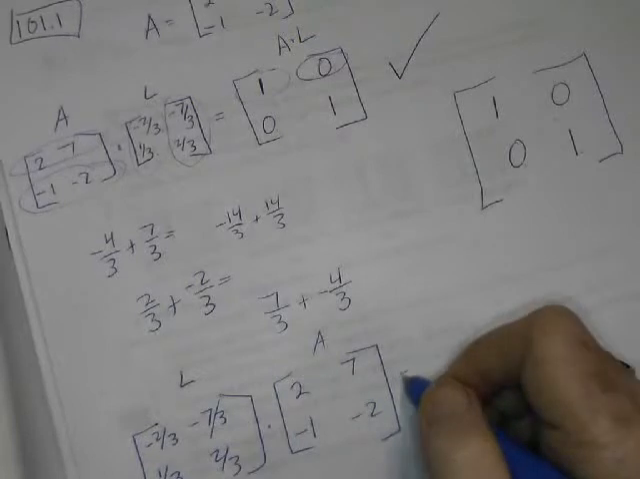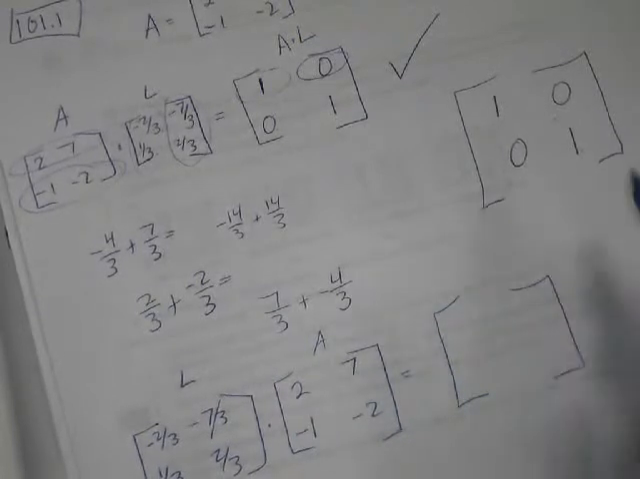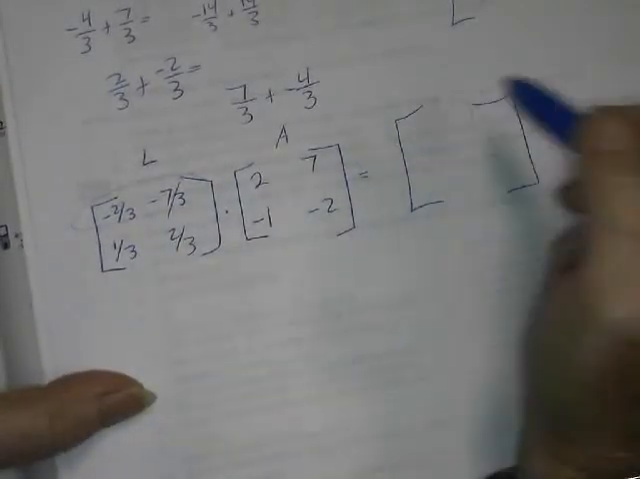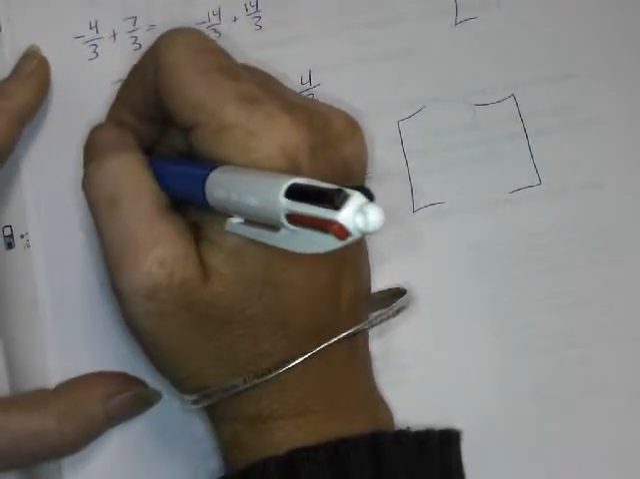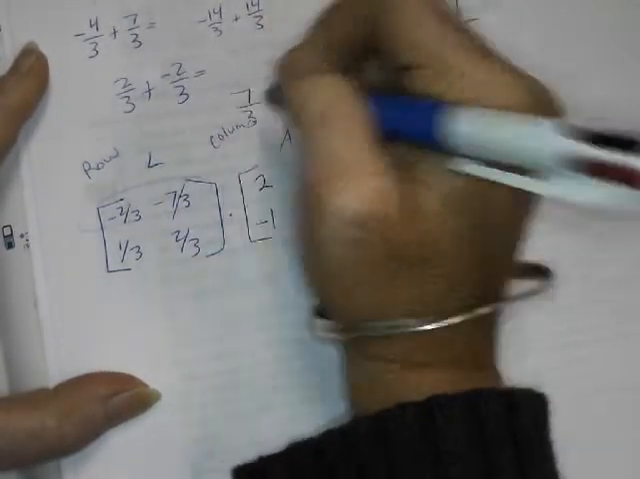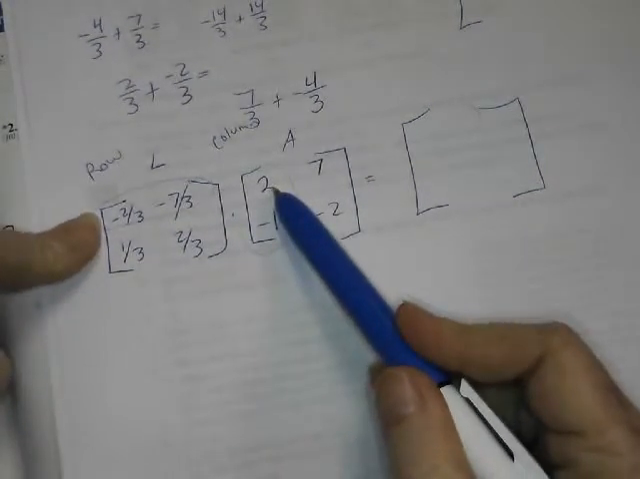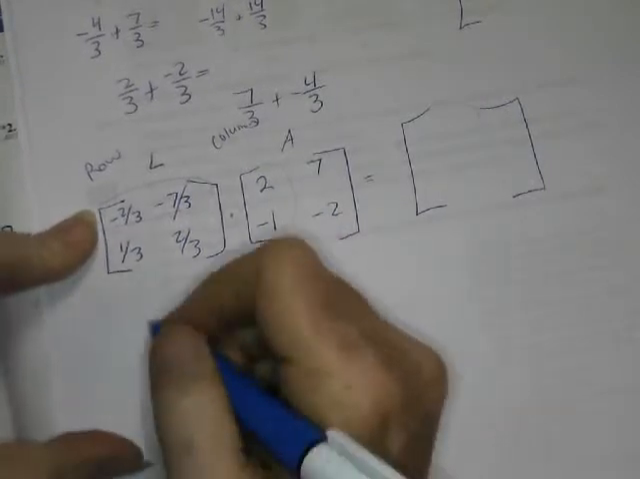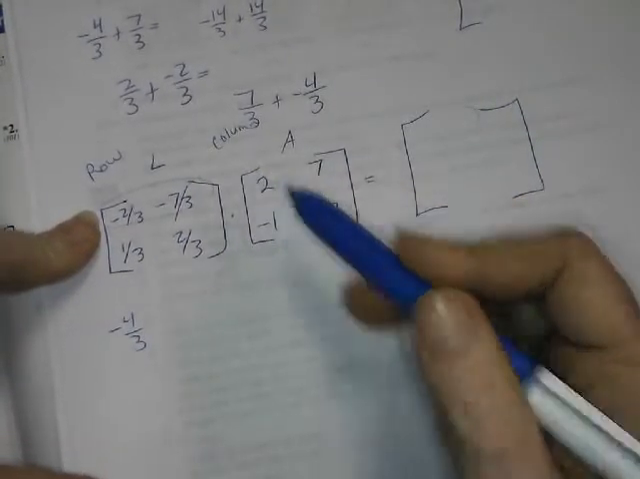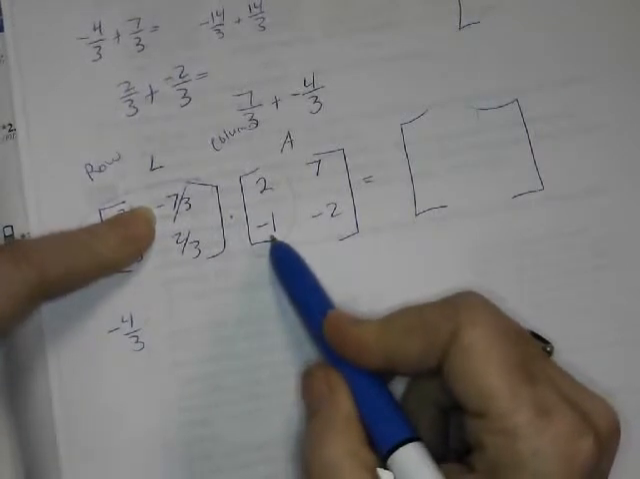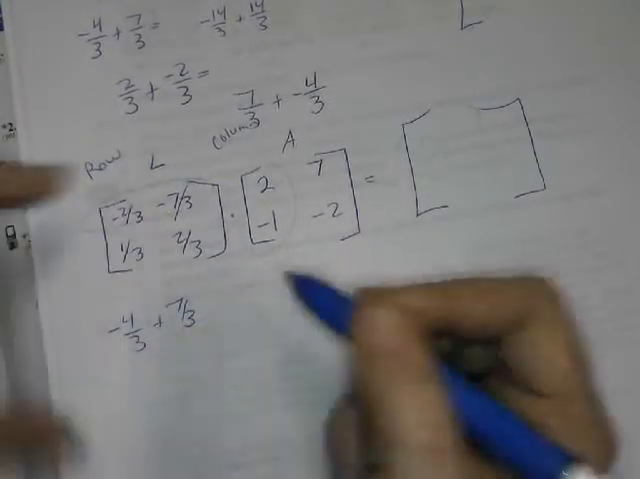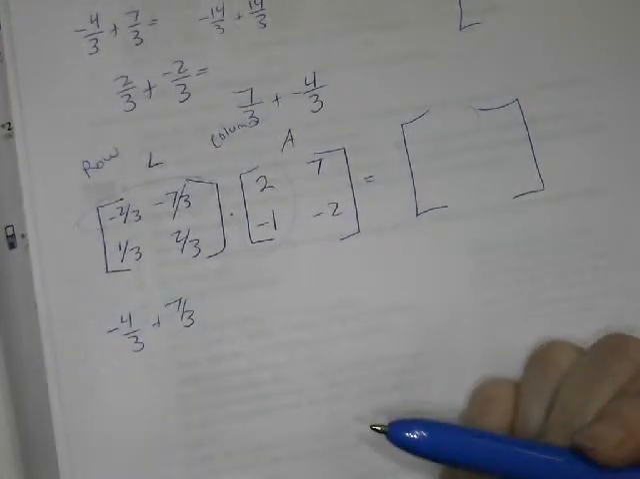Okay, so L times A. Does it equal the identity matrix? I don't know. I remember how to multiply now though. This spot right here is row 1, column 1. This is my row matrix. This is my column matrix. So the first entry times the top entry, those multiply together to make -4/3. And then these two multiply together to make +7/3. You're adding them. Okay, -4 and +7, by now I know that that's 3. 3/3 is 1, so that's actually working for me.